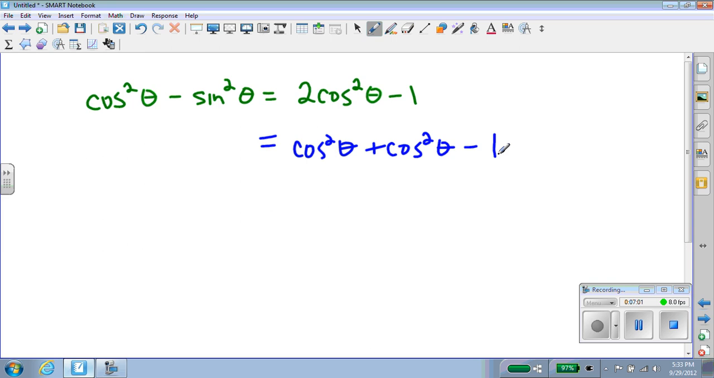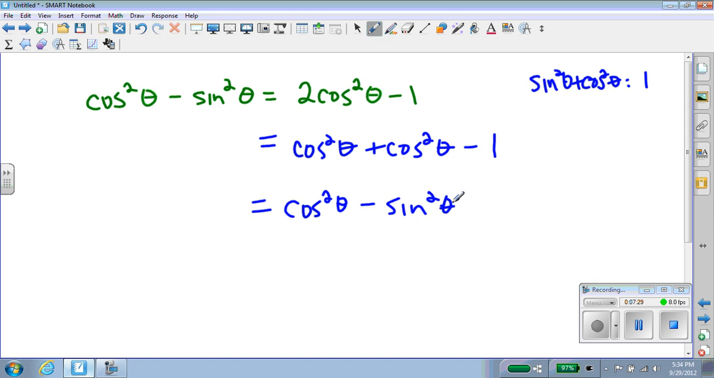And cosine squared theta minus 1, well, the identity says sine squared theta plus cosine squared theta equals 1. So cosine squared theta minus 1 is actually negative sine squared theta. So by a Pythagorean identity, cosine squared theta minus 1 is negative sine squared theta. Oh, I'm actually done.